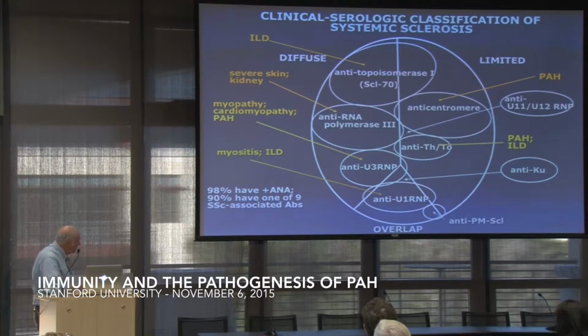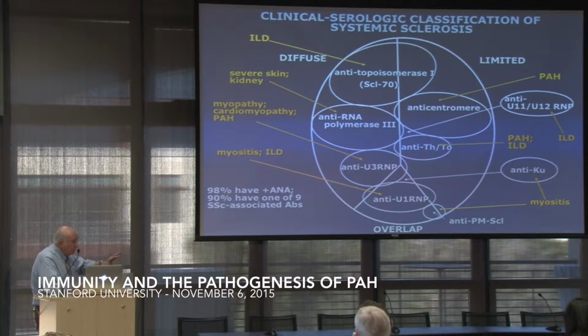Anti-U1-RNP, so-called mixed connective tissue disease, with myositis and ILD, anti-PM-Scl, myositis, anti-Ku myositis, and anti-U11/U12 RNP with ILD. So I think that this is not a single disorder. It's a family of diseases. And I would urge that when we do basic studies that we at least pay attention to the opportunity to use these subsets separately from one another, because the lessons to be learned are probably more likely to be learned by splitting rather than lumping.